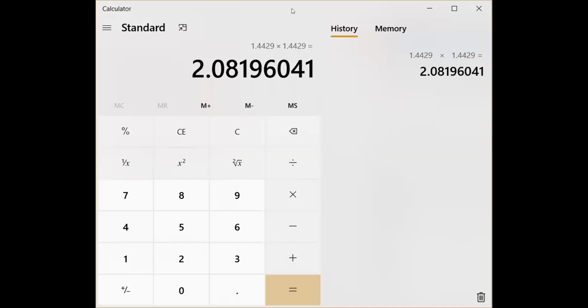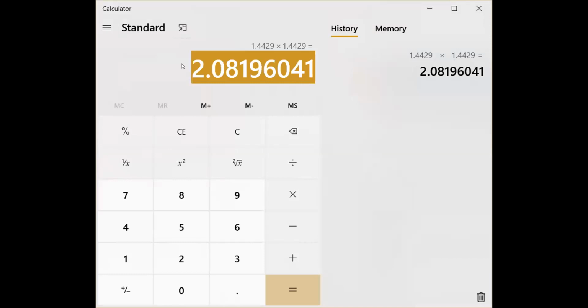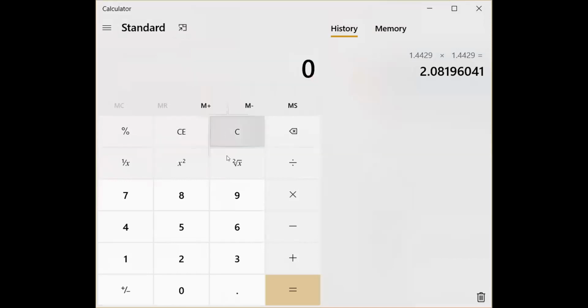So, do you see my calculator? Yes. So in calculating it, this is what you do. Let me clear the screen. First, you have to put it in brackets, okay? But because you don't have brackets here, we know that the square of a negative will be positive, okay? So it's just 1.4429 squared. When you square it, you get 2.0819604. Okay, so that's how you do the calculation.